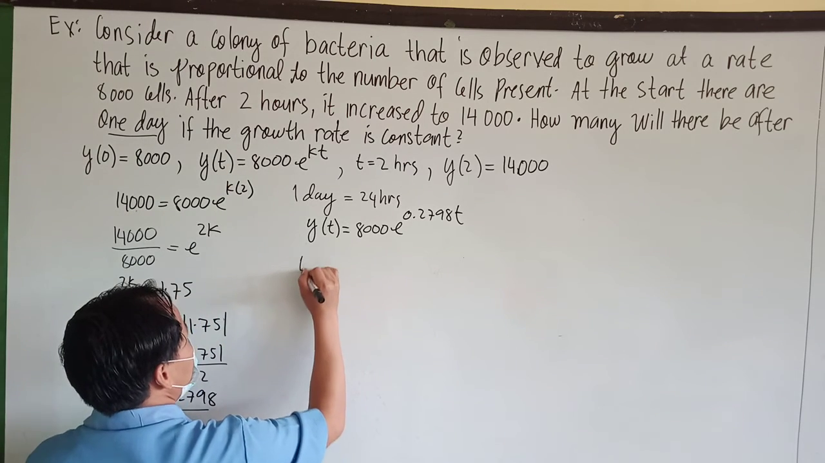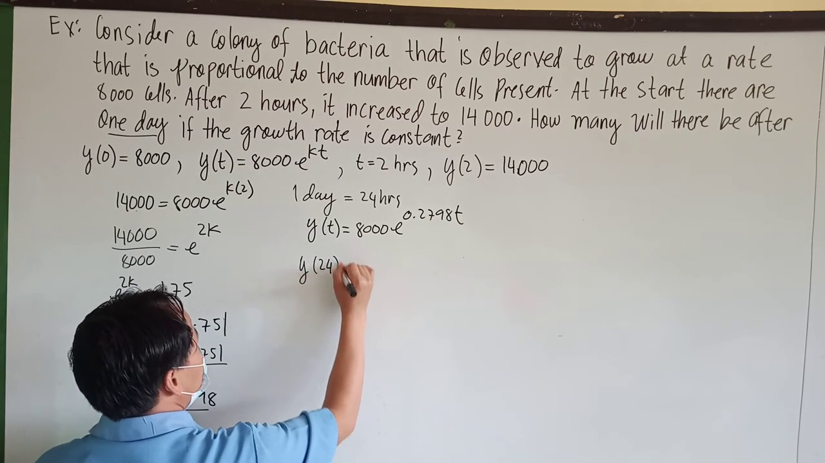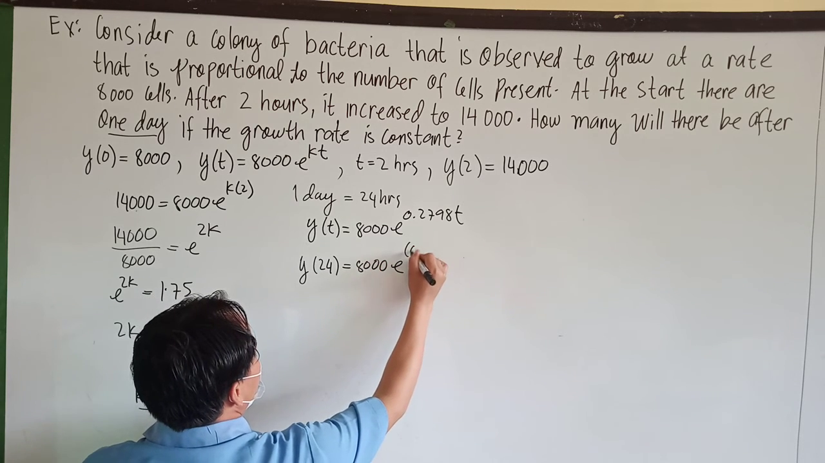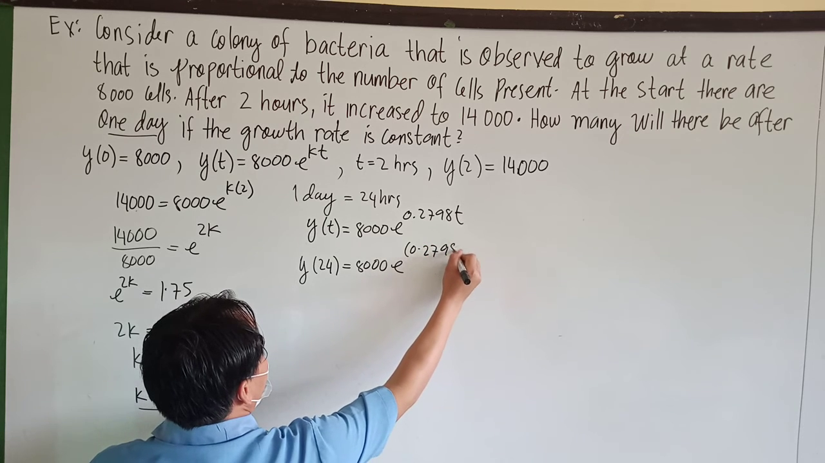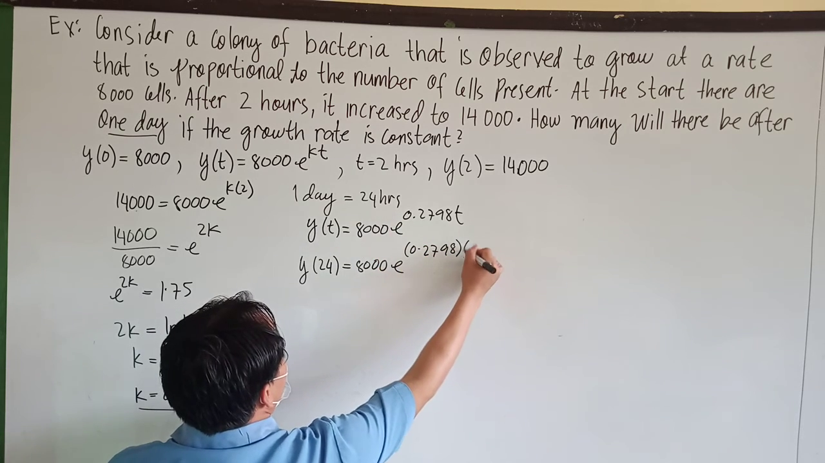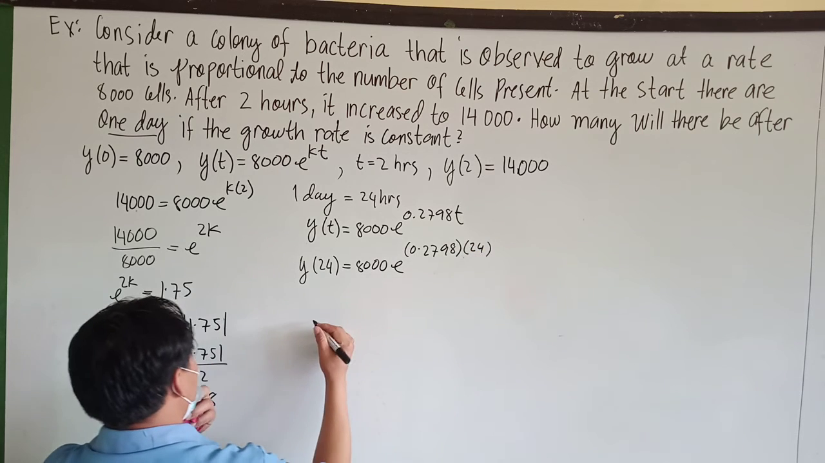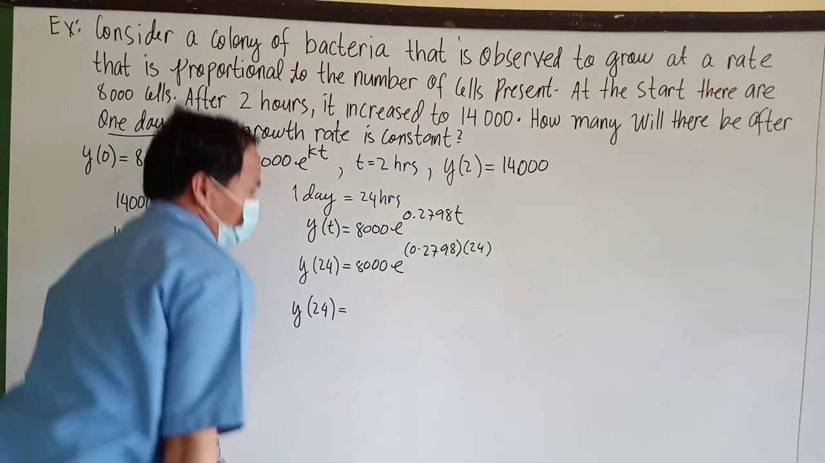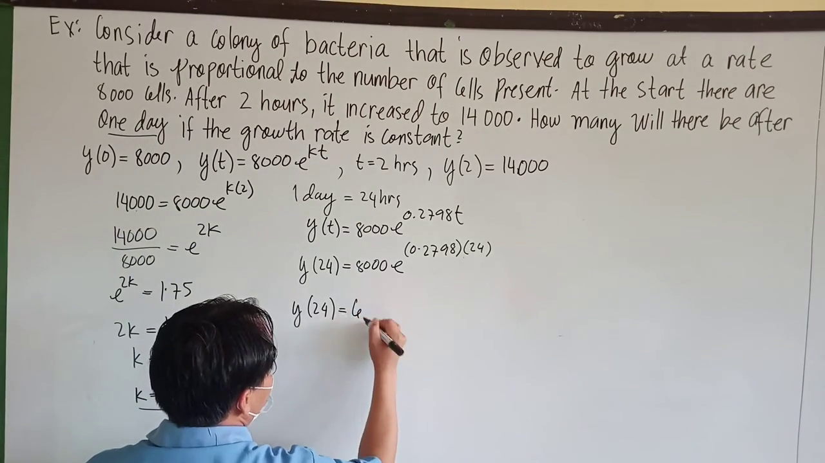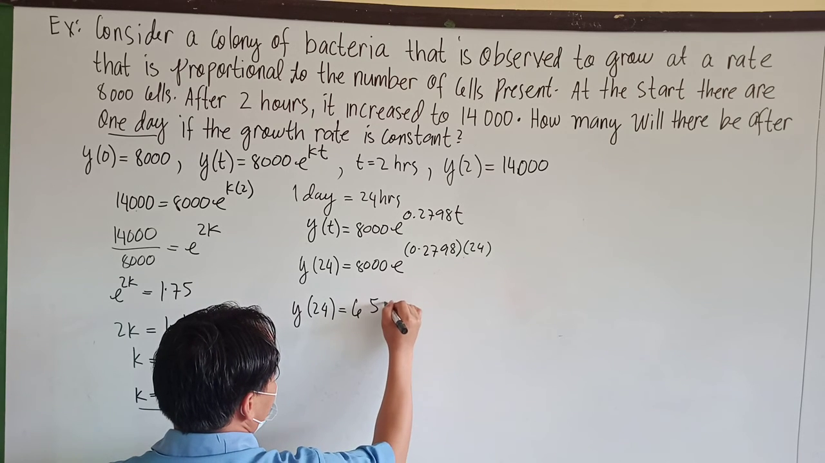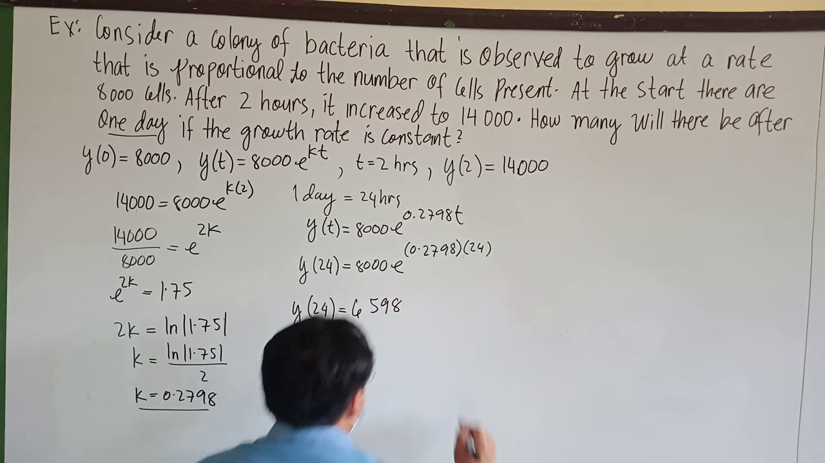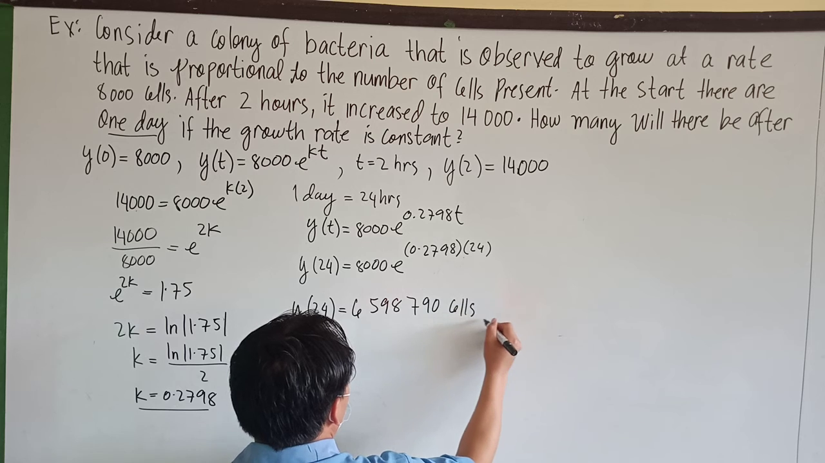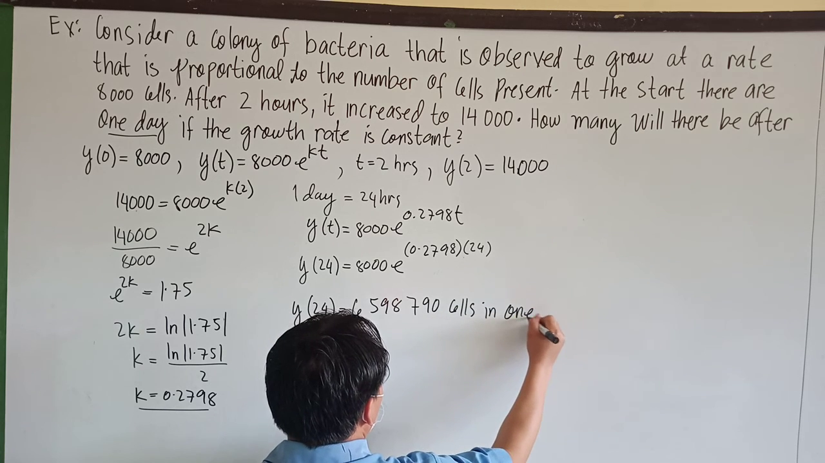But our t here is 24. So we can now have y of 24 equivalent to 8,000 times e to the power of 0.2798 multiplied by 24 hours. Using our scientific calculator, we can now find y of 24, or in one day, how many cells are present? We have 6,598,790 cells in one day.